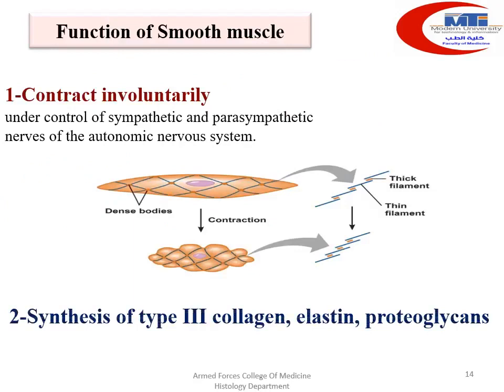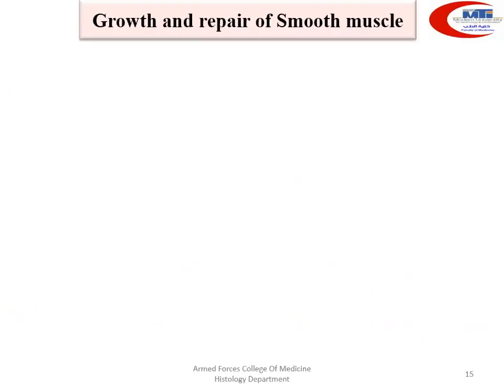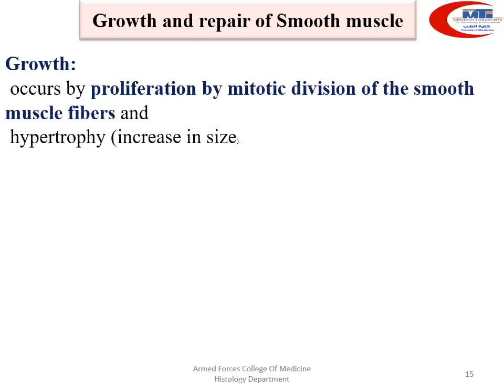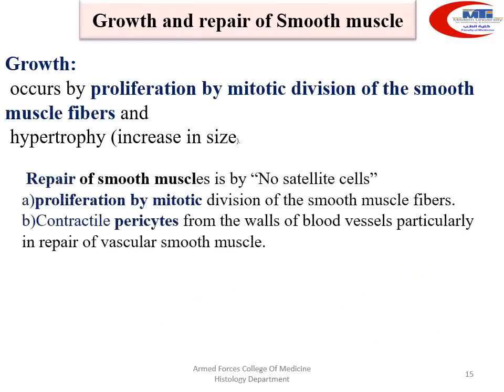Also, it aids in the synthesis of type 3 collagen, elastin, and proteoglycan. Growth and repair of the smooth muscle: growth occurs by proliferation or mitotic division. Mitotic division, an increase in the number, we call hyperplasia, or an increase in the size, hypertrophy.